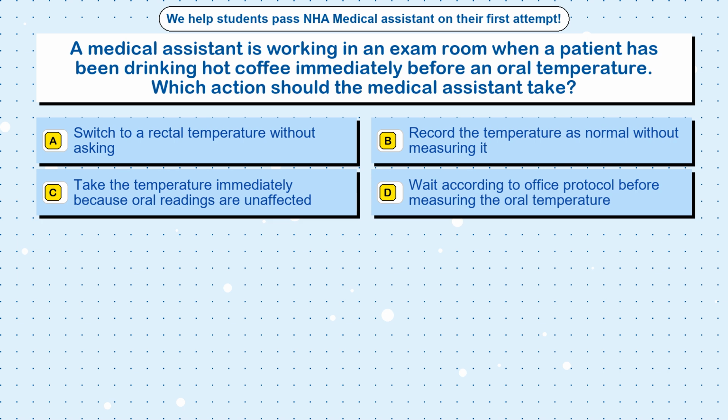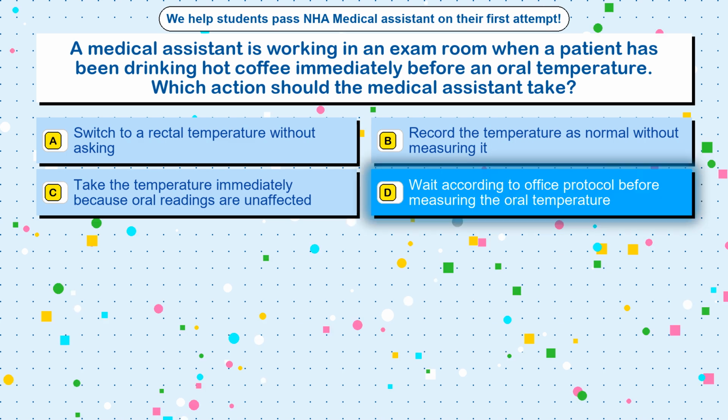Which action should the medical assistant take? Option A, switch to a rectal temperature without asking. Option B, record the temperature as normal without measuring it. Option C, take the temperature immediately because oral readings are unaffected. Option D, await according to office protocol before measuring the oral temperature.